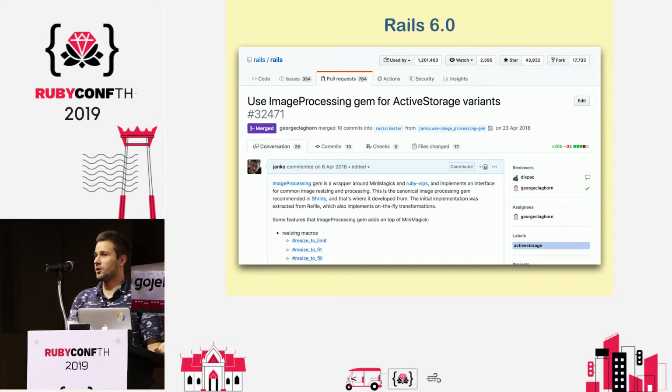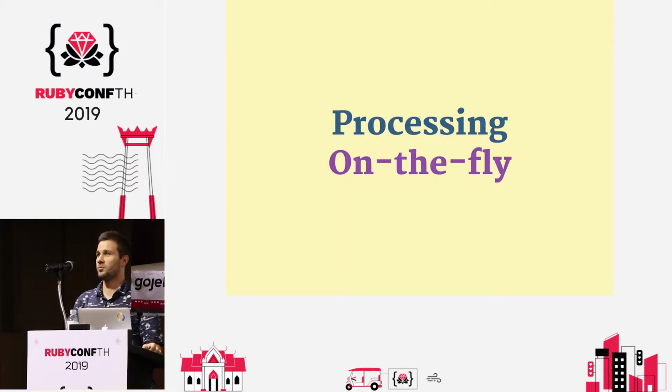The miracle of general purpose libraries is reusability. So Rails 6.0 now uses image_processing for Active Storage variants. That means that any benefits that I've talked about so far are available now in Active Storage.